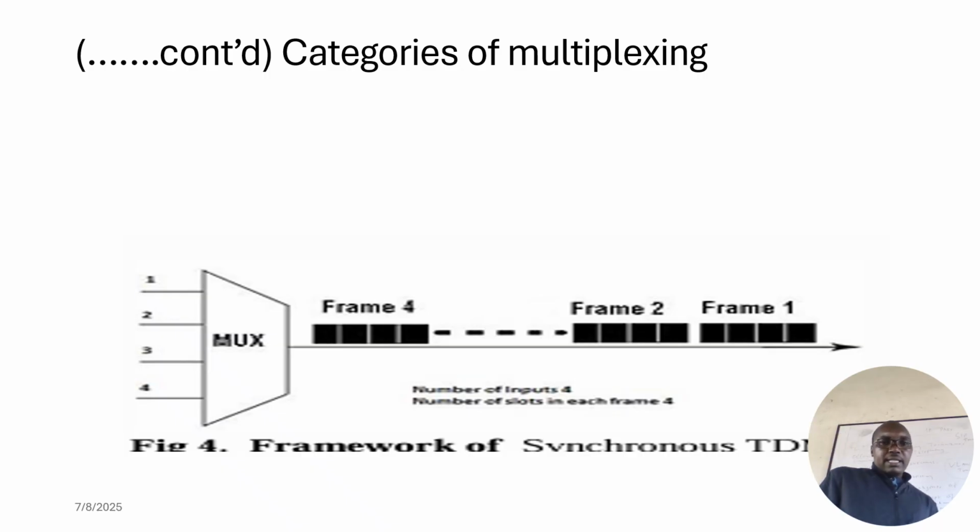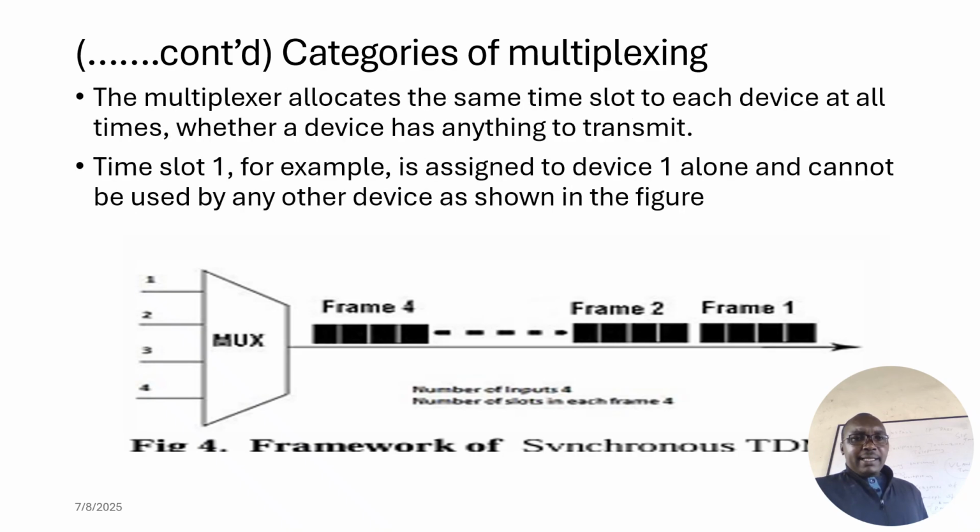What I illustrated with the sinusoidal signal was just trying to explain sampling and discretization. Then you have frame 2 and frame 1. So we have the number of inputs, which is 4, and the number of time slots in each frame is 4. That's an example of STDM. The multiplexer allocates the same time slot to each device at all times, whether a device has anything to transmit. The word synchrony means same. Are we together?